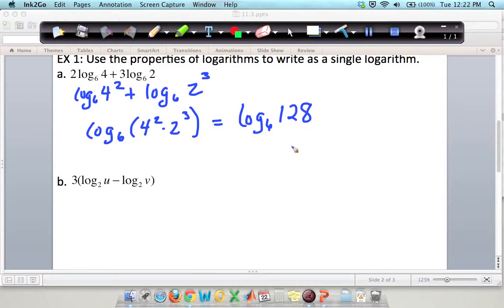And then just to remind you that a log is an exponent, what this would be asking me to solve, this is saying 6 raised to what power gives me 128. And that's a decimal. I would actually need my calculator to figure that out. But that's what this log base 6 of 128 stands for.